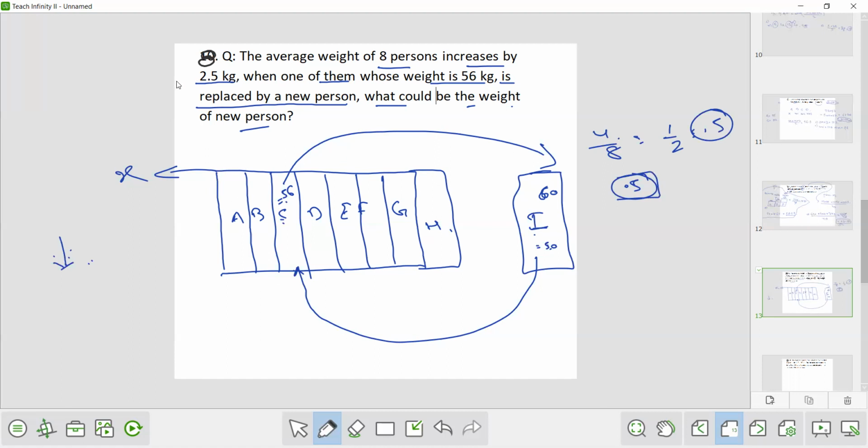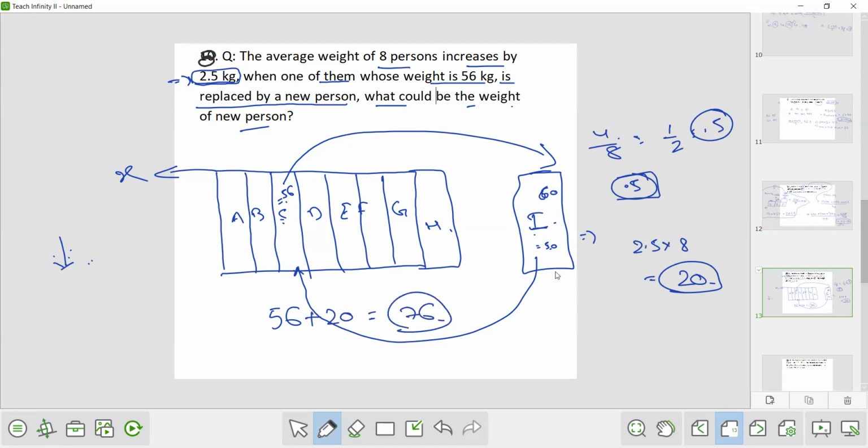So here we are seeing the average is increased by 2.5 kg, means the weight of I must be greater than C, and each is getting 2.5. So means how much extra is I having? So I is having 2.5 into 8, that is 20. So I will come and fix with the place of C, that is with 56, and it is distributing 20 among this 8. So it will become 56 plus 20, that is 76.